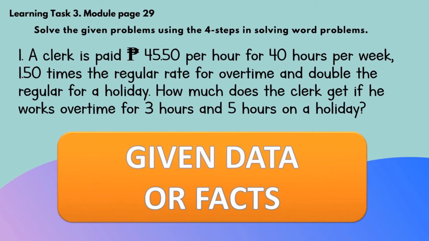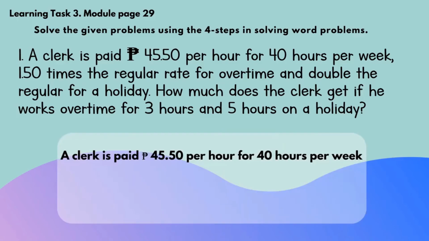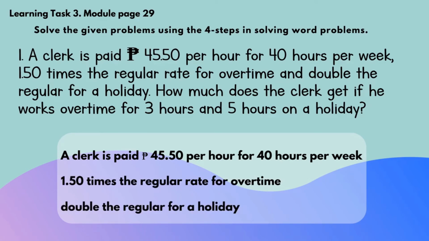Let's start with knowing the given facts or data. The clerk is paid 45 pesos and 50 centavos per hour for 40 hours per week, 1.50 times the regular rate for overtime, and double the regular rate for a holiday. Next is to know what is being asked. How much does the clerk get if he works overtime for 3 hours and 5 hours on a holiday?